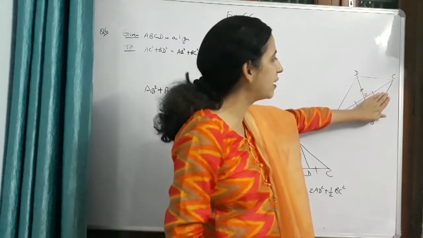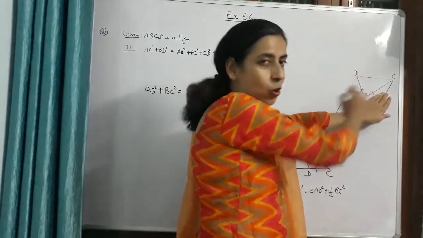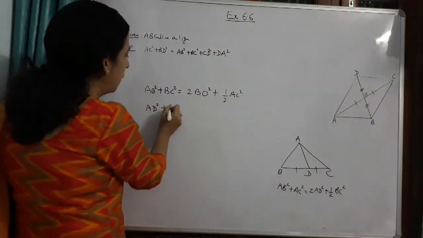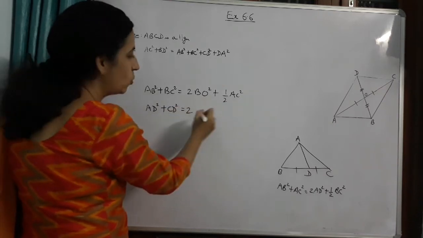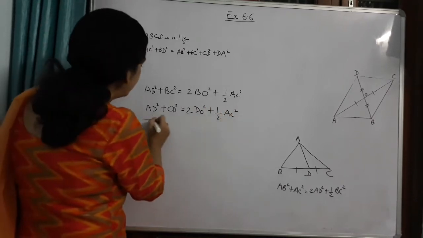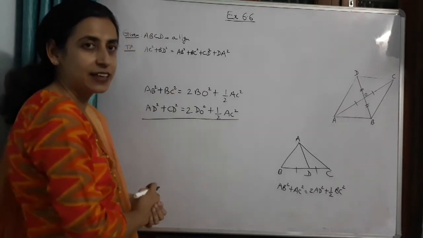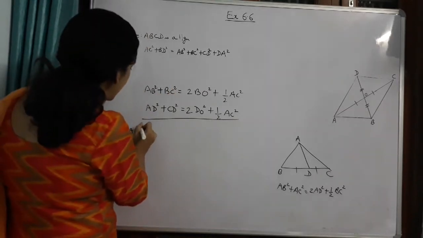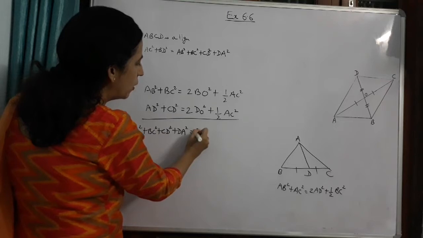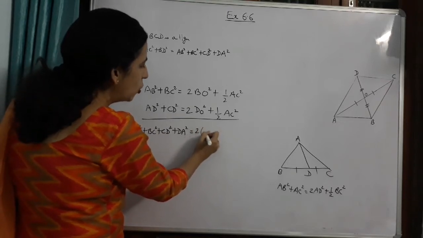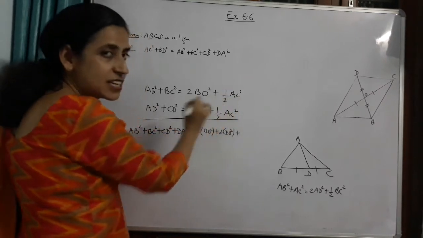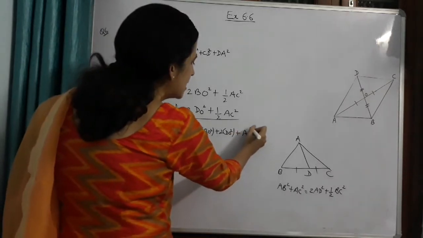Similarly, if we look at this triangle ADC, in this DO is the median. So again we use the result and we obtain AD square plus CD square is equal to twice of DO square plus half of AC square. And then we will simply add the two equations and we'll get the result. So we get AB square plus BC square plus CD square plus DA square is equal to twice of BO square plus twice of DO square plus half AC square plus half AC square becomes AC square.